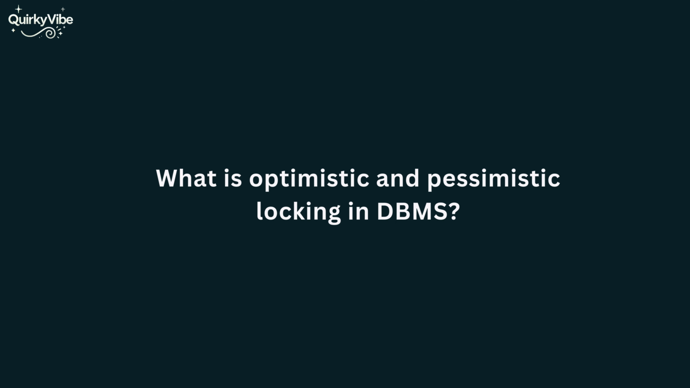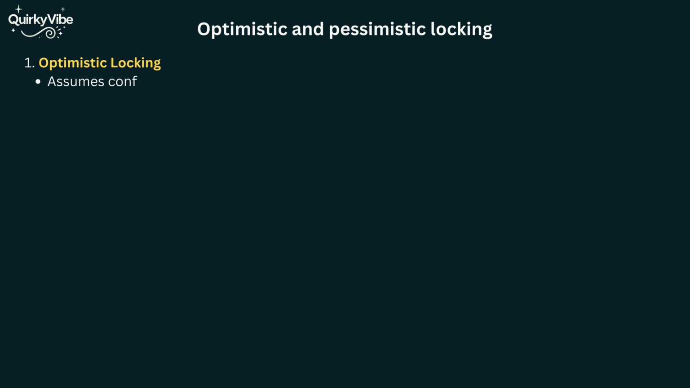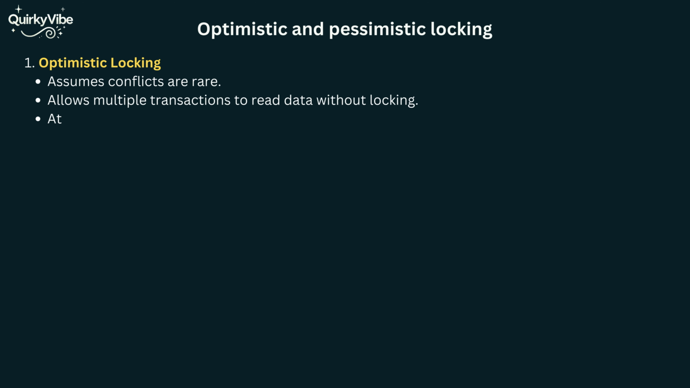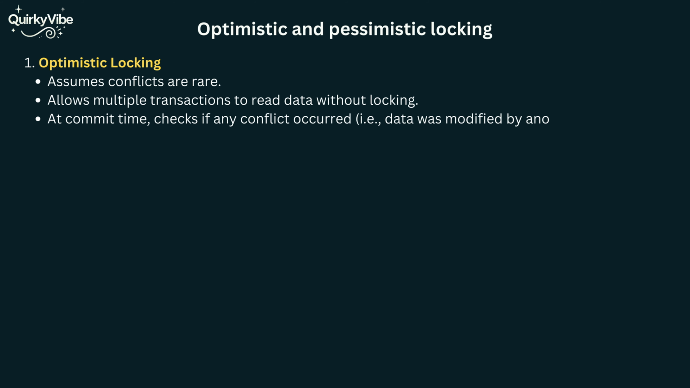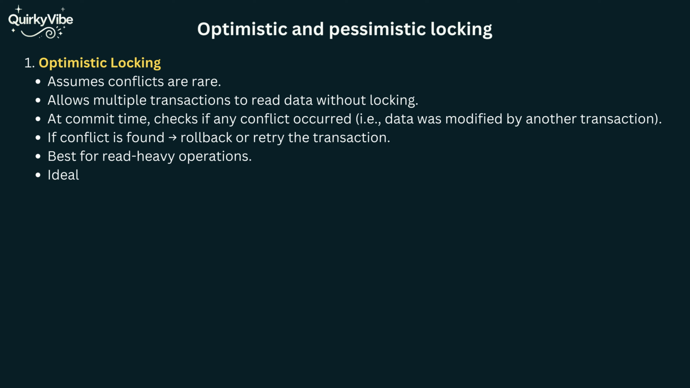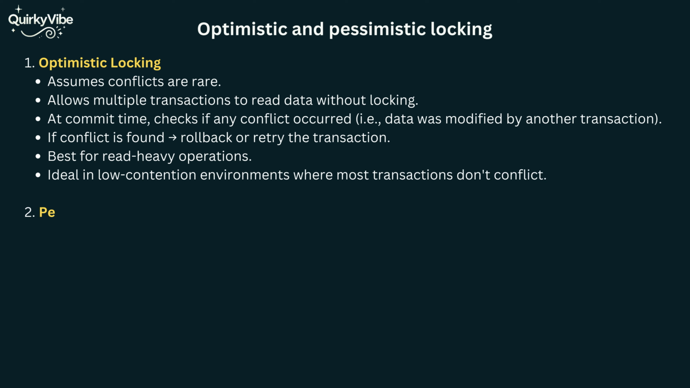What is optimistic and pessimistic locking in DBMS? 1. Optimistic locking. In this locking strategy, it assumes conflicts are rare. It allows multiple transactions to read data without locking. At commit time, checks if any conflict occurred, i.e., data was modified by another transaction. If conflict is found, then roll back or retry the transaction. Best for read-heavy operations. Ideal in low-contention environments where most transactions don't conflict.